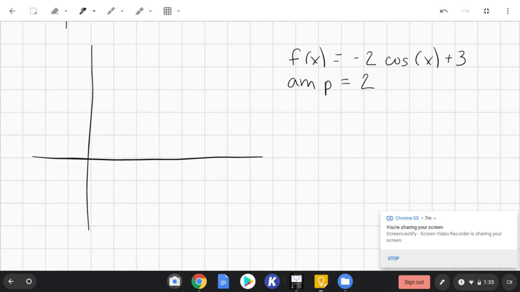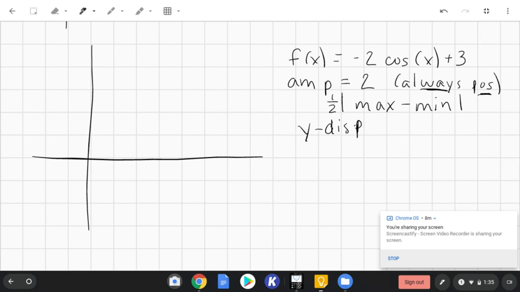Well, amplitude is defined as the absolute value of the max minus the min, and we're going to take half of that. Well, when you look at absolute value, it's always positive. So while this may be a negative value, the amplitude has to always have a positive sign. Always a positive sign. The y displacement this time is also 3.